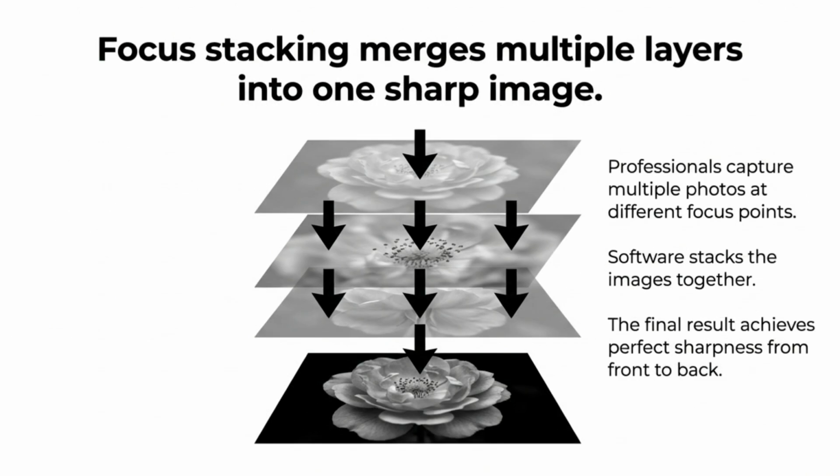Focus stacking merges multiple layers into one sharp image. Professionals capture multiple photos at different focus points, and software stacks them together. The final result achieves perfect sharpness from front to back.